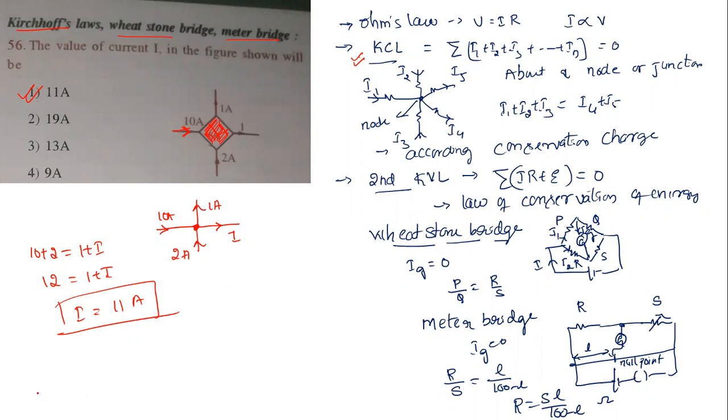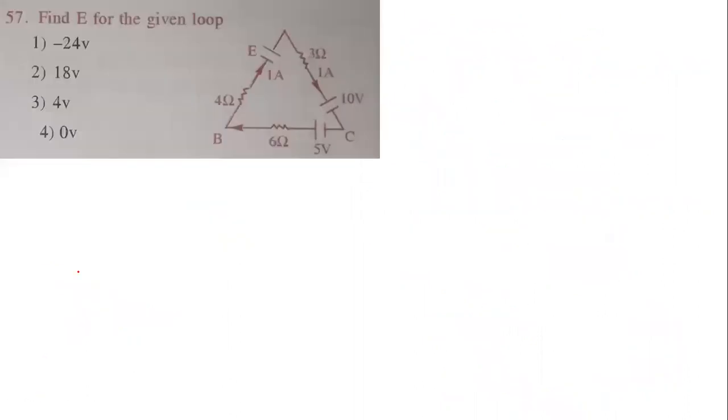Look at the next question now. Find E for a given loop. Loop means it is based on Kirchhoff's voltage law, the second law. And here I'll tell you the convention now, before you solve the question.